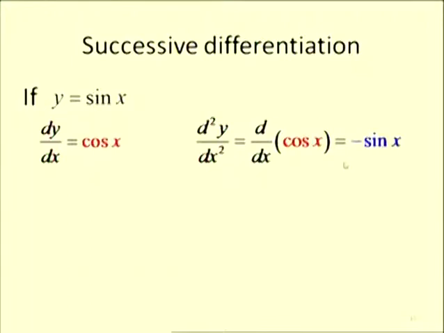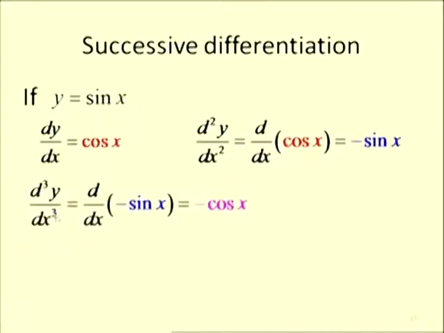Now this minus sin x, that is the second order derivative, can be differentiated with respect to x, which will give us the third order derivative, that is d3y by dx3 is equal to d by dx of minus sin x. Minus sin x is the second order derivative, and that gives minus cos x, because the derivative of sin x is cos x, and the minus sign is already there. So the third order derivative of sin x with respect to x is minus cos x.